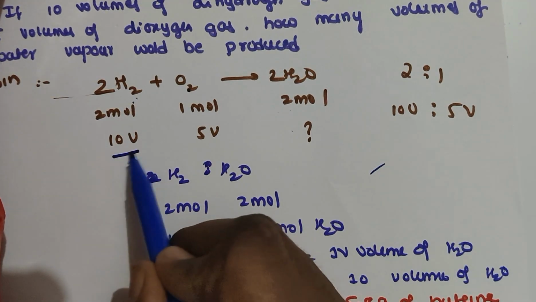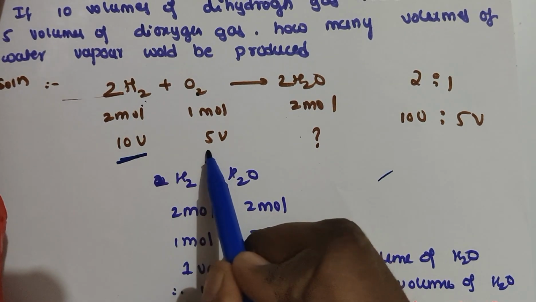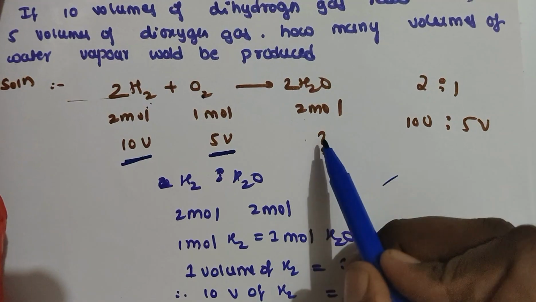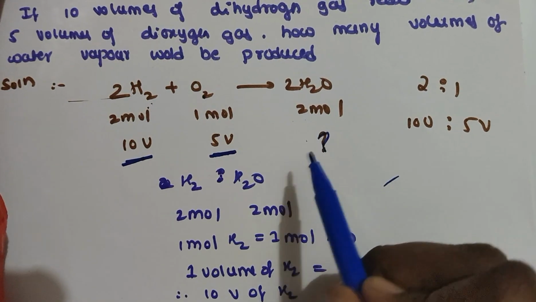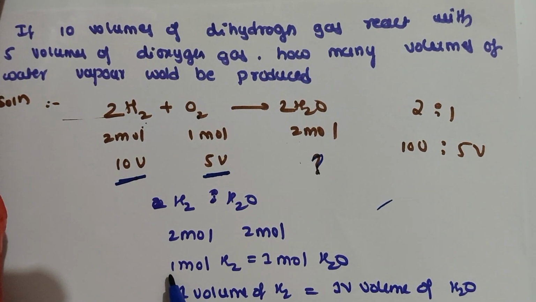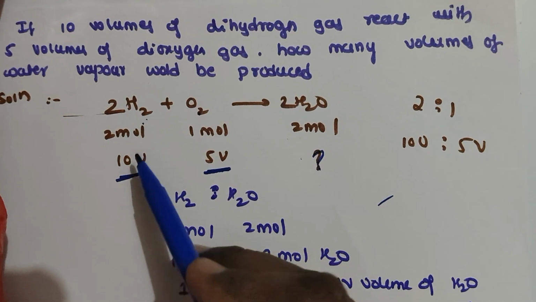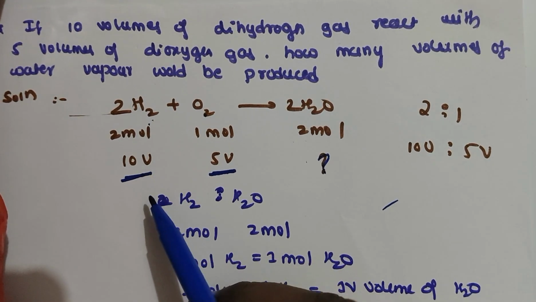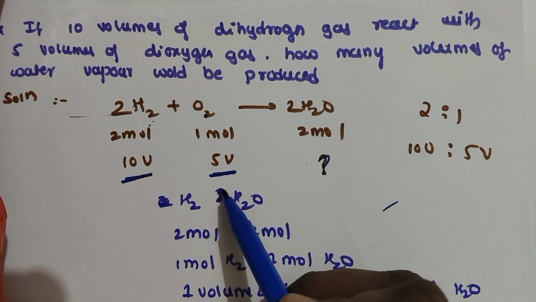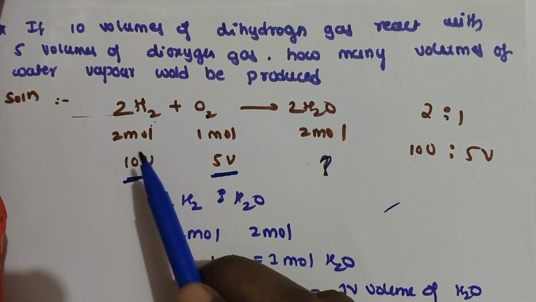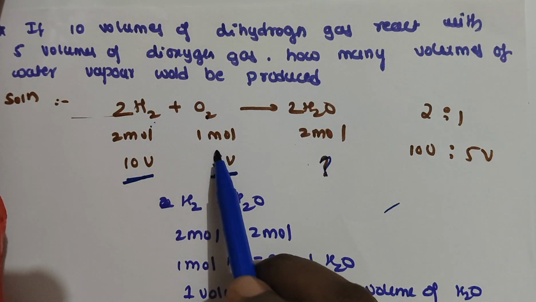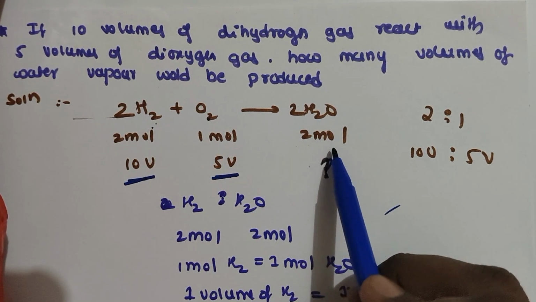What is given? 10 volumes of H2 react with 5 volumes of O2. How many volumes of water are produced? Here in this numerical they gave 2 data, two reactant quantities, 10 volumes and 5 volumes. Therefore, what is the ratio? 2 moles react with 1 mole, giving 2 moles of water.